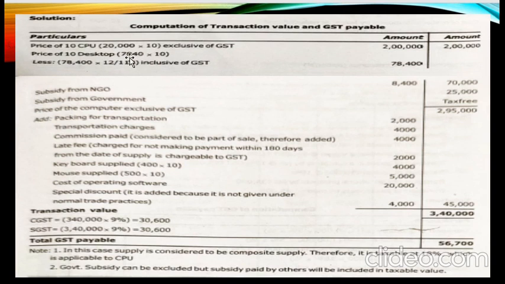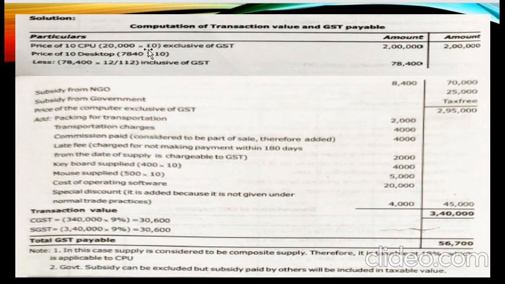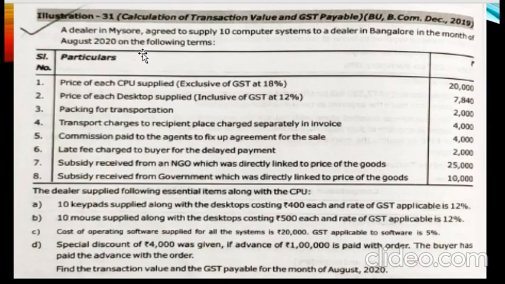Price of 10 CPU: 20,000. So the price of each CPU is 20,000. But here, what they have told in the question is that the dealer in Mysore agreed to supply 10 computers. So if 10 computers are supplied, 10 CPUs and 10 desktops should also be supplied. So 20,000 into 10, exclusive of GST, so 2 lakh will be taken directly. Next, as per the question, the price of each desktop supplied is 7,840, which includes GST.